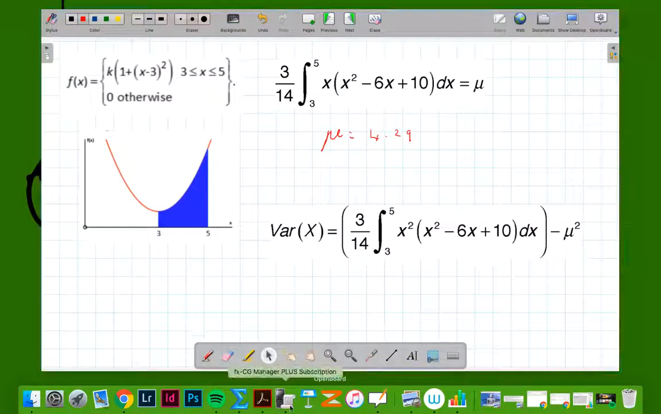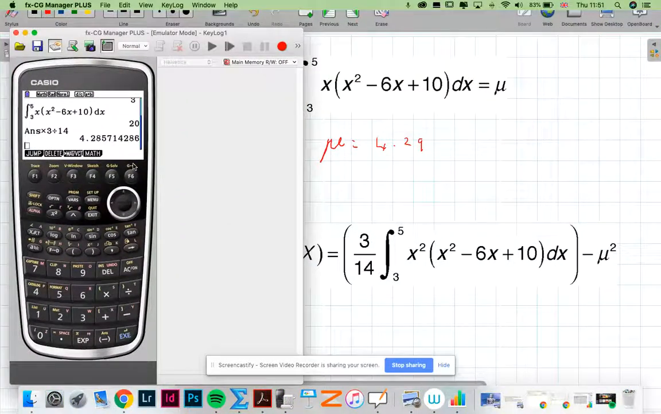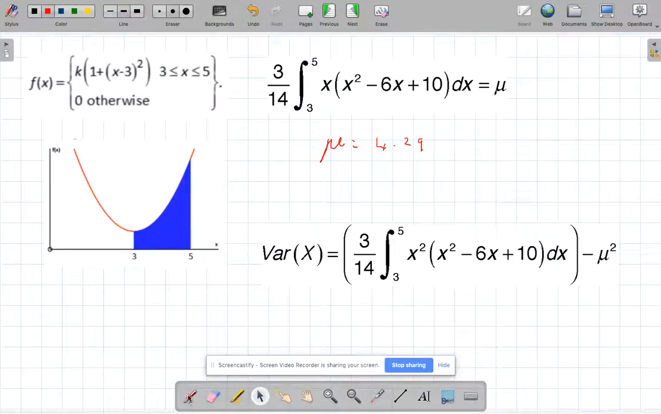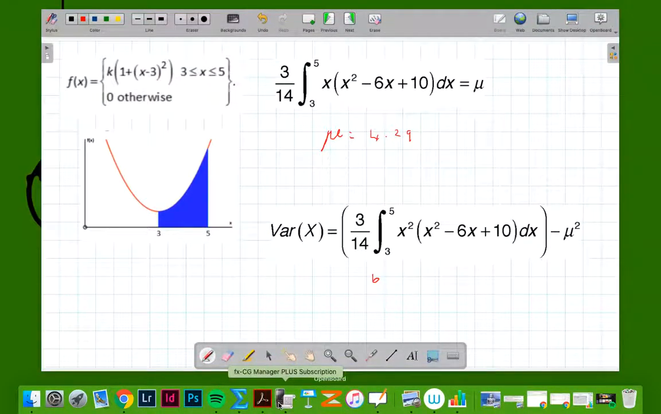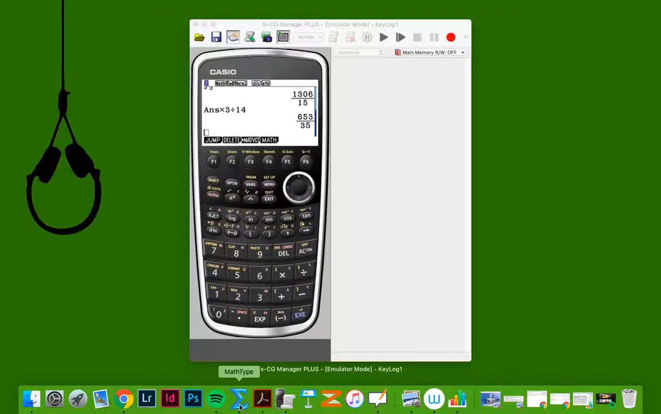So again, I go back to my calculator and I make use of what I've already got. I'm going to go back up and just edit this, and I'm going to make this x squared now. So it's going to give me a value here, and then I'm going to times it by 3 over 14. So the calculator is just going to do all that for me. It gives me 653 divided by 35, and I'm going to write that down. 653 divided by 35.